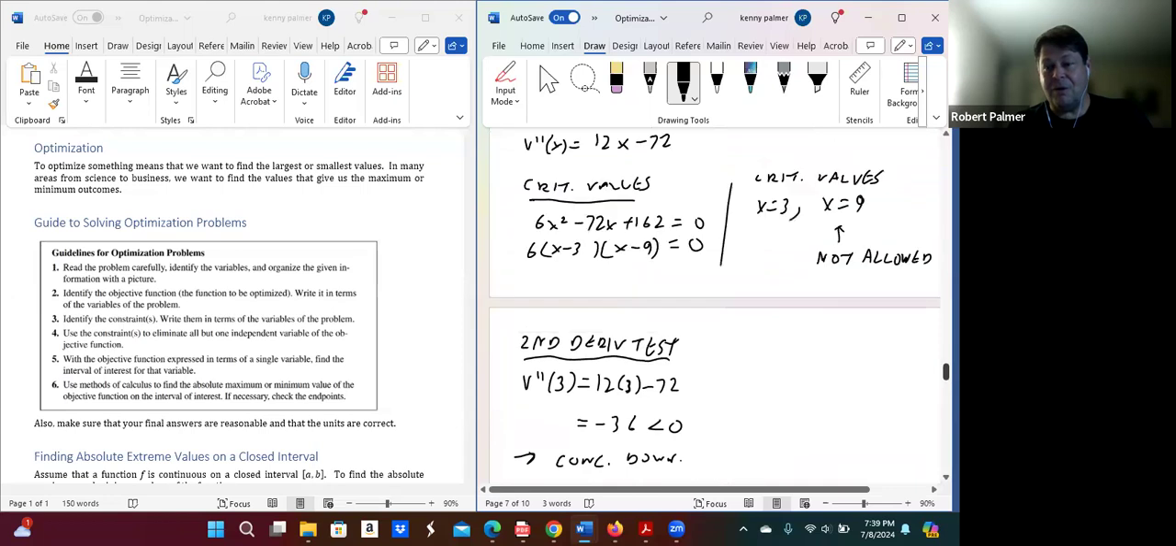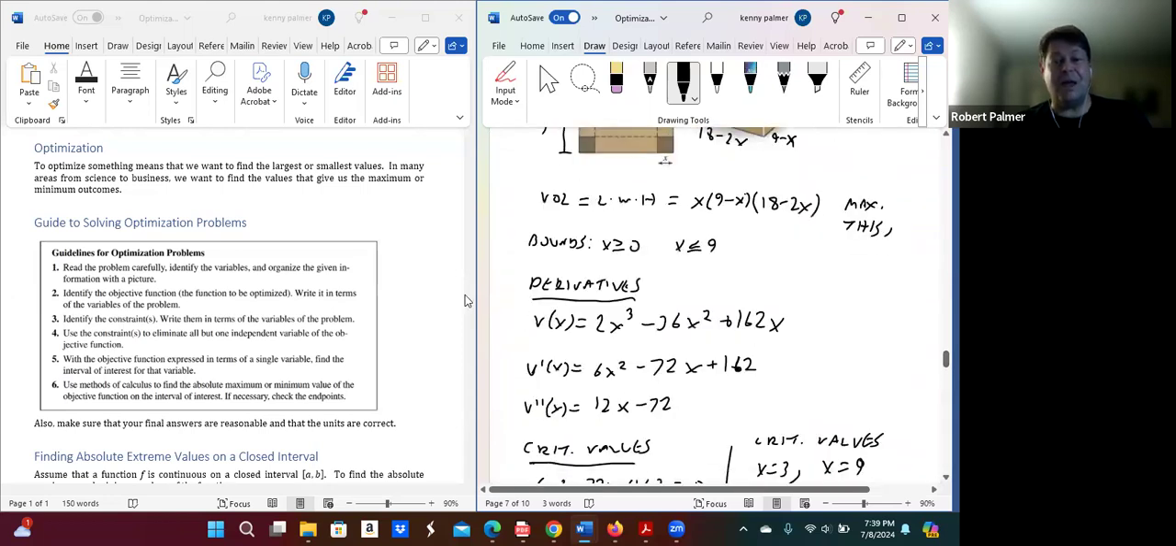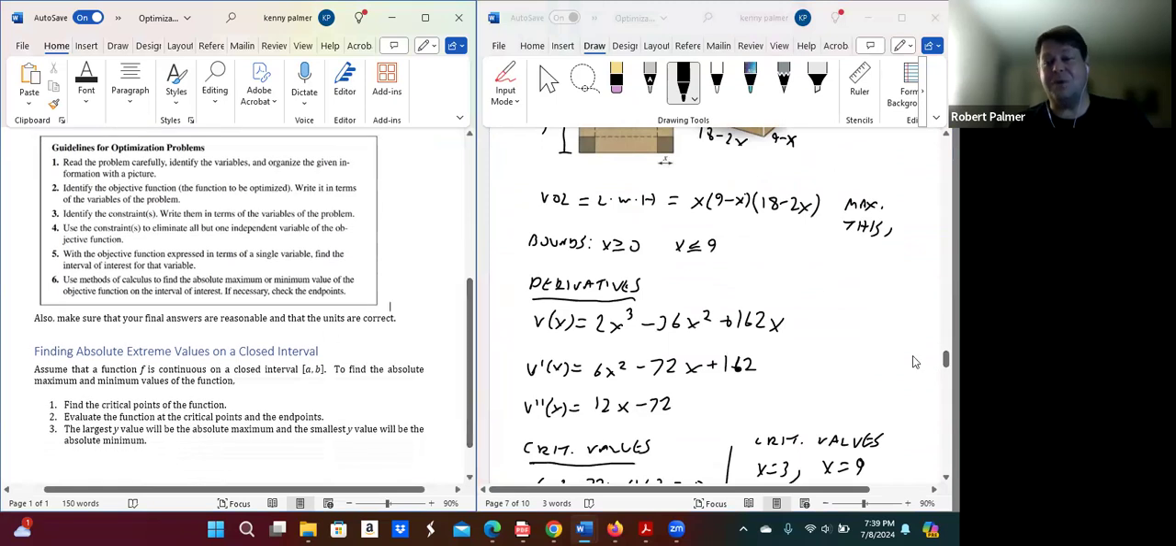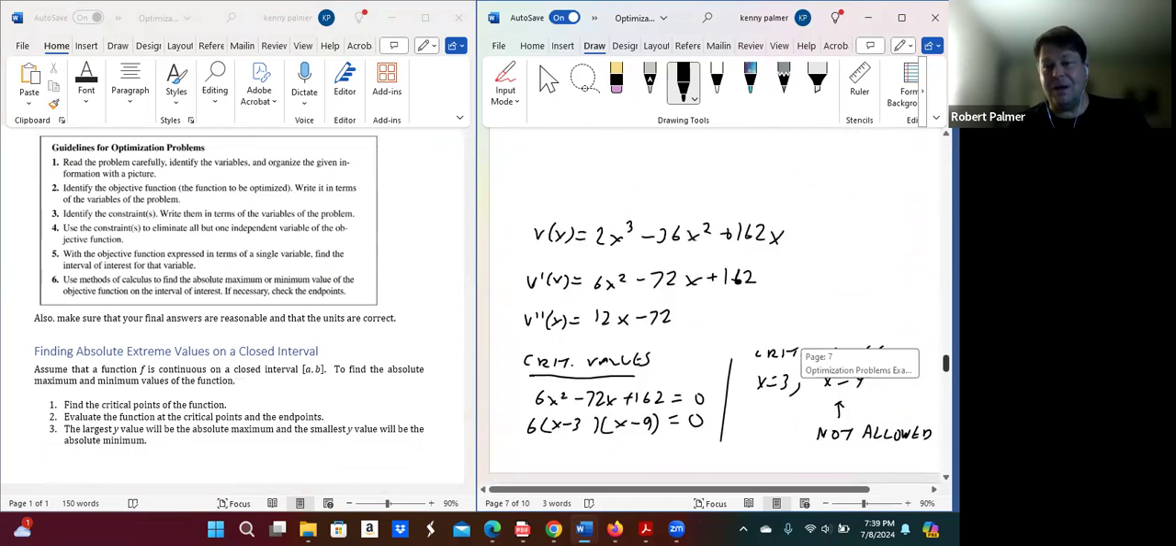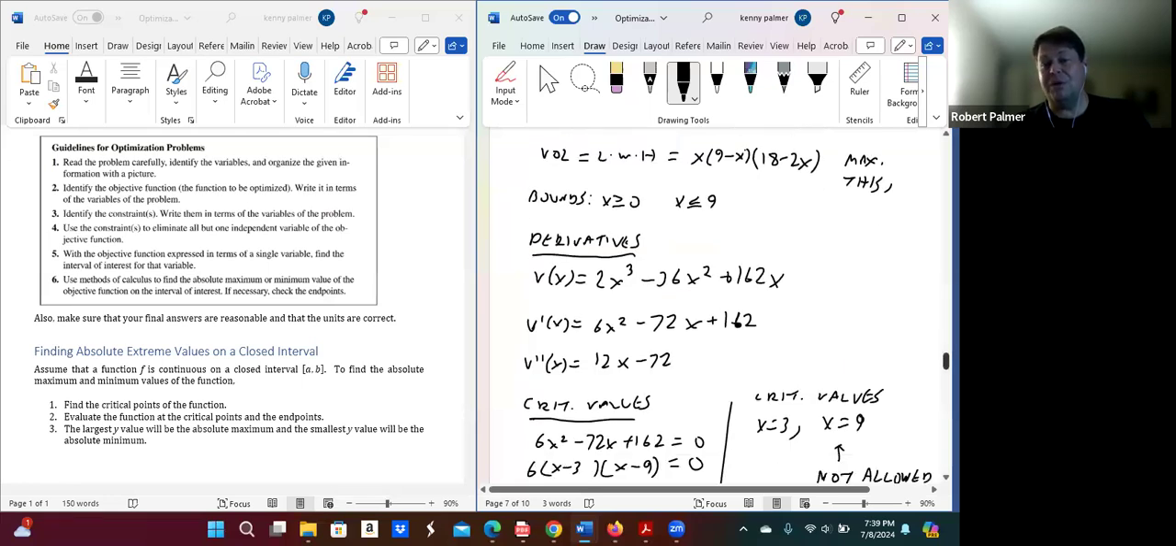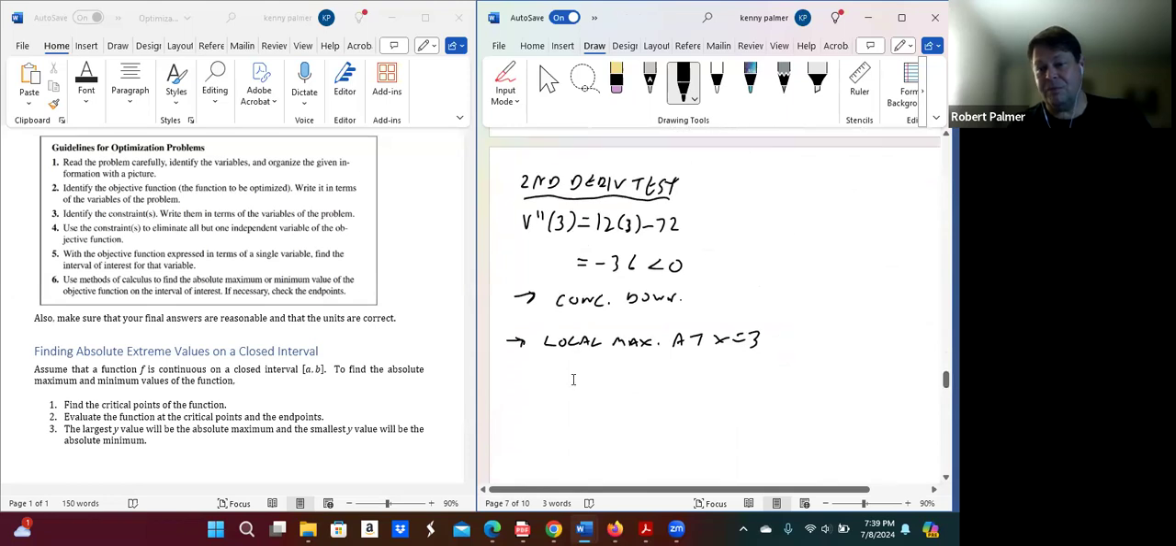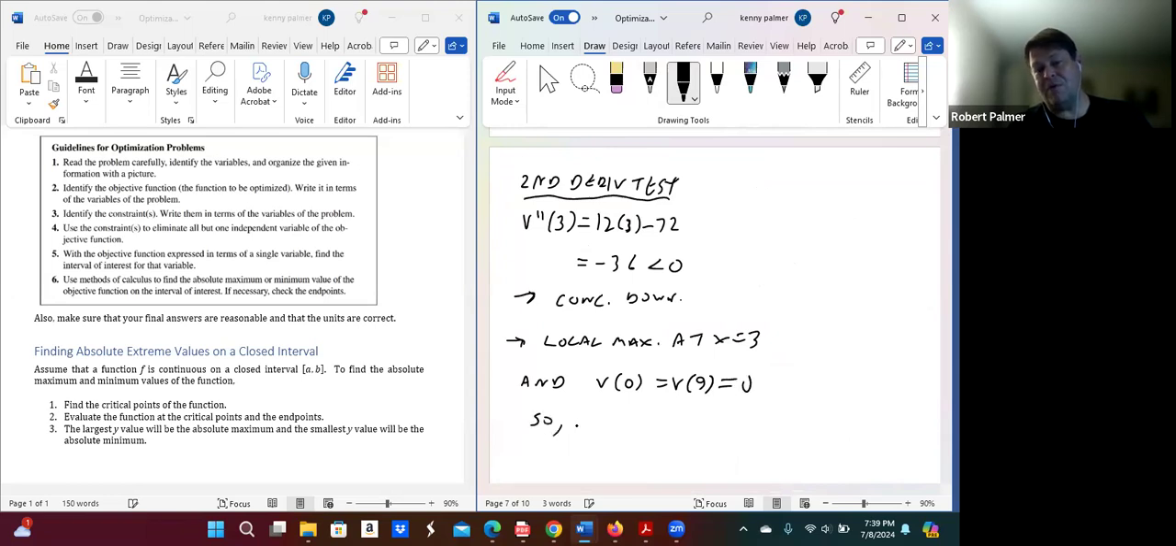Now, let's also think about this much like finding the absolute extreme values. So these are also bounds. And once again, technically, either one could be equal to 0 or 9. But if you plug both of those in, your volume is going to be 0. V of 0 is equal to V of 9, which is equal to 0. So we have an absolute maximum at x equals 3, and once again, this is 3 inches.